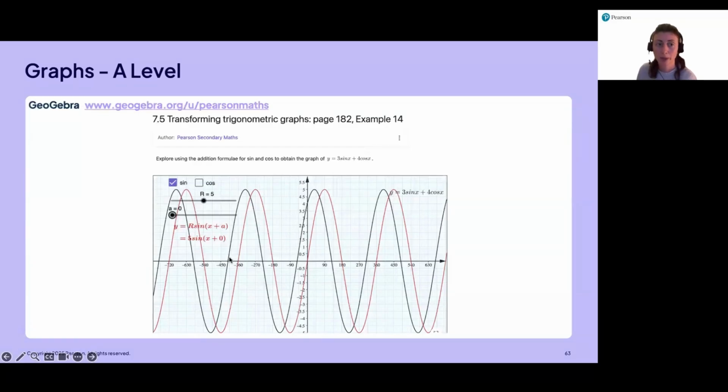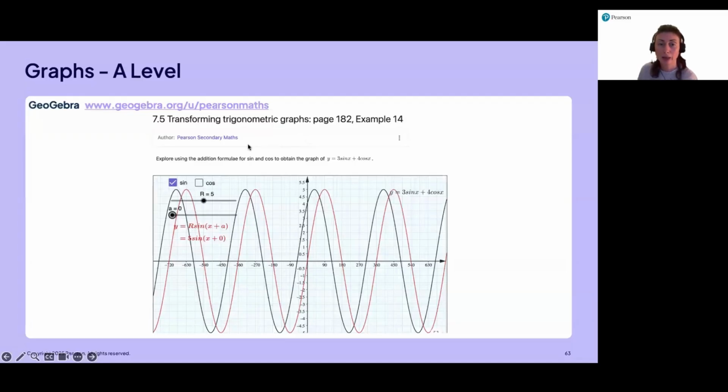We've mentioned GeoGebra briefly. How can we use it for the R method? So this is a really great resource. The link is in the PowerPoint, GeoGebra/u/Pearson Maths. And then this is already set up for you and it links directly to the R method. So you can change the value of R by sliding and you can change the value of alpha. It's really fab.